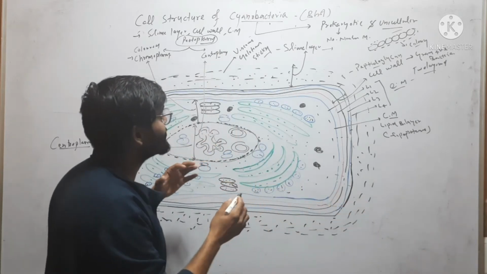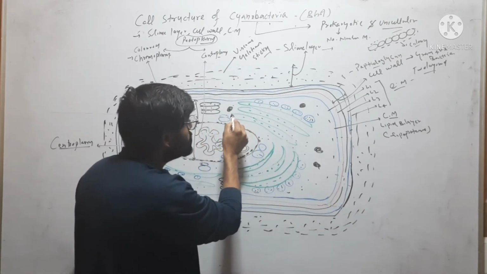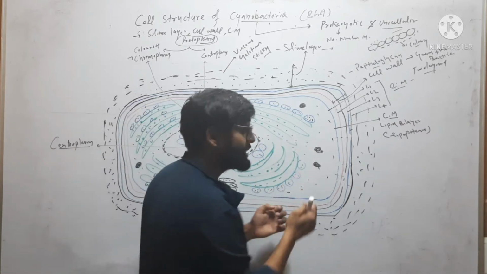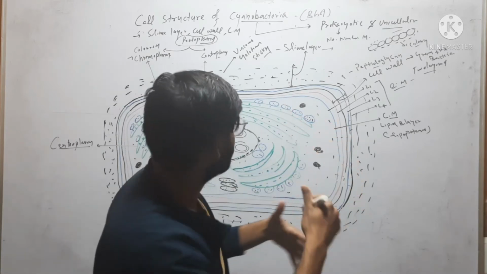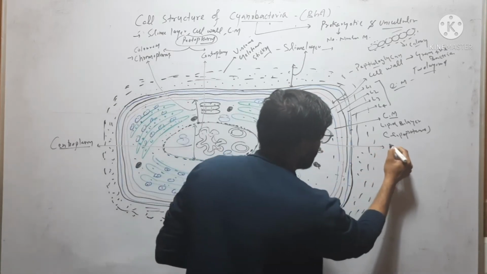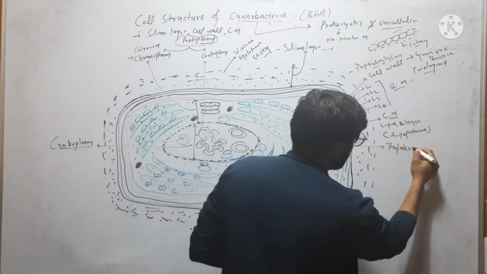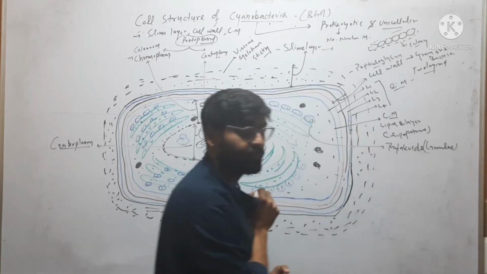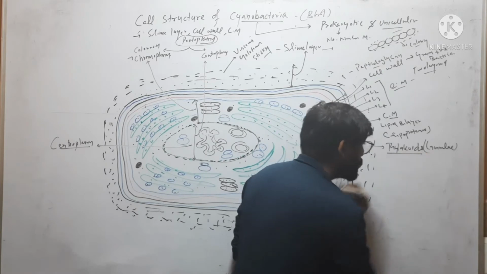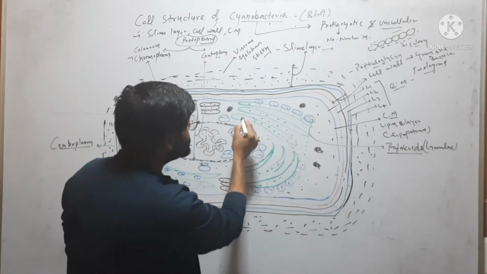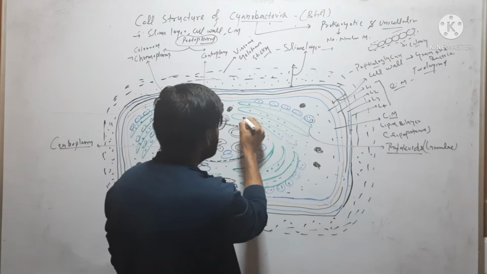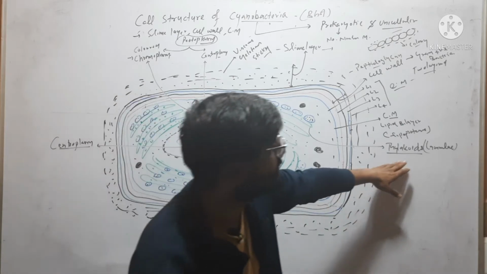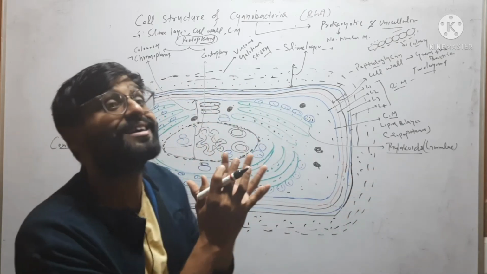Why is this outer portion colored? This outer portion is colored because of these tubule-like structures that are present parallel to each other. These tubule-like structures are called thylakoids or lamellae. Inside these thylakoids, photosynthetic pigments are there. These photosynthetic pigments that are present inside thylakoids give this outer portion a color.